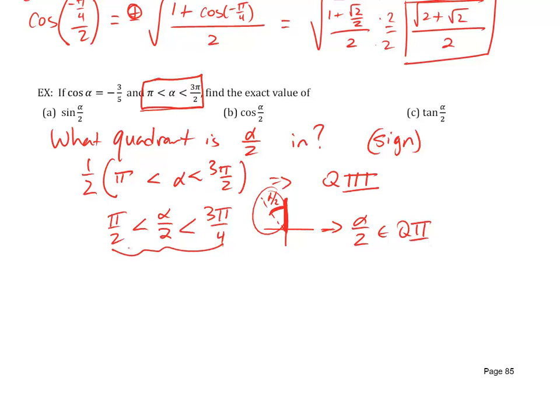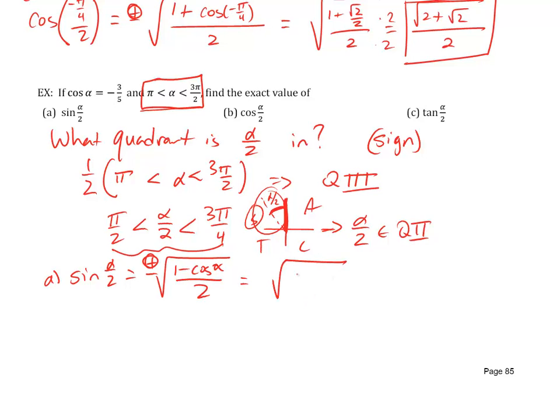Right, that's all we need to be able to do the rest of these, because now part A, sine of alpha over 2 will be the square root of 1 minus cosine of alpha, all divided by 2. And it's plus or minus. Because we're in quadrant 2 and all students take calculus, sine is positive here. We'll put a plus right there. You end up with the positive square root of 1 minus the cosine of alpha, which is negative 3/5, divided by 2.